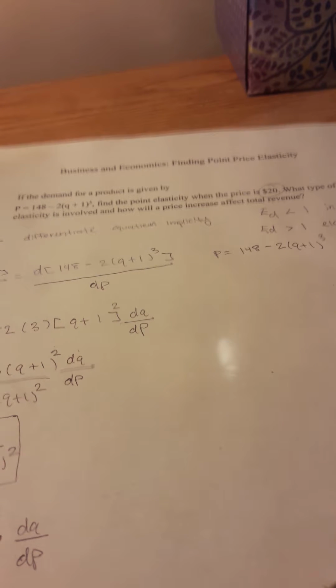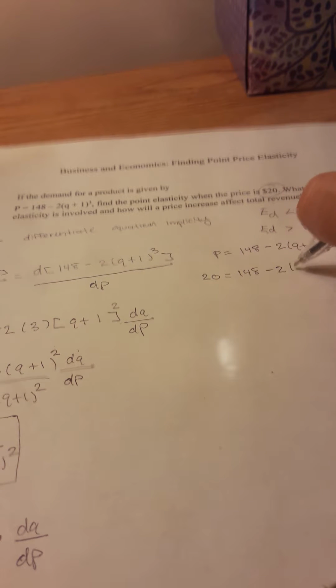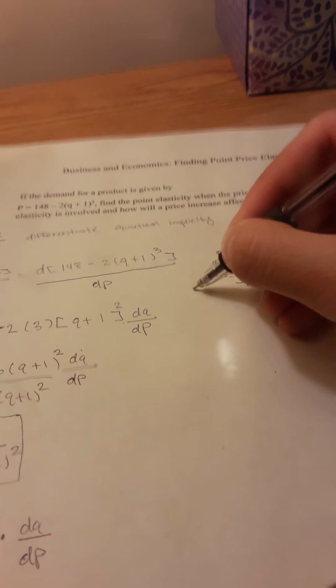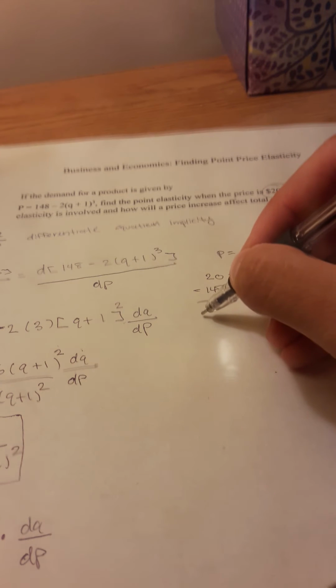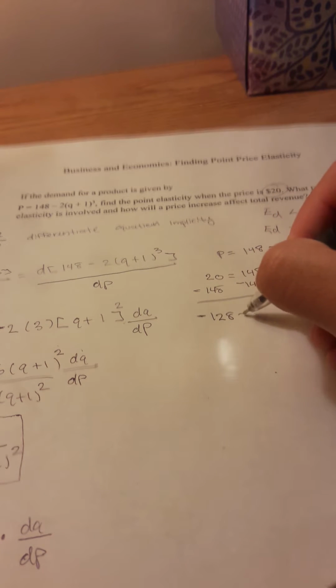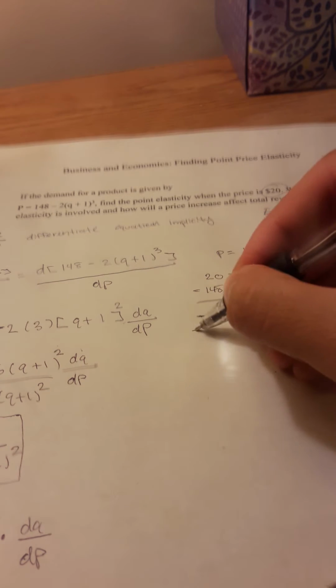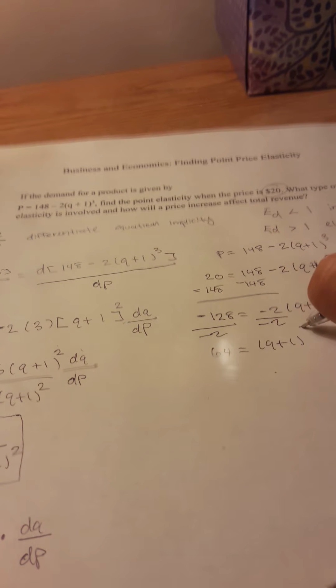Alright, so we're going to solve for Q. Let's plug in 20 for price, since we know that, because in order to solve for one variable, we have to isolate it. So we have 20 equals 148 minus 2 times q plus 1 cubed. Let's go ahead and solve for Q. We're going to subtract 148 first, makes it easier, and when we do that, negative 128, mental math, equals negative 2 times q plus 1 cubed. Divide by negative 2, that makes it a positive 64 equals q plus 1 cubed.